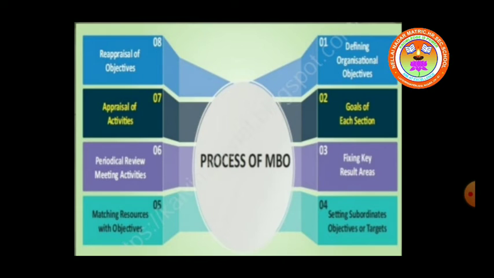Fourth one, setting subordinate objective or targets. There should be a free and frank discussion between the superior and the subordinates. Subordinates are induced to set standards themselves by giving an opportunity. If subordinates are allowed to do so, they may set high standards and the chances of their accomplishment are higher. In this way, the objectives or targets of the subordinates are fixed.